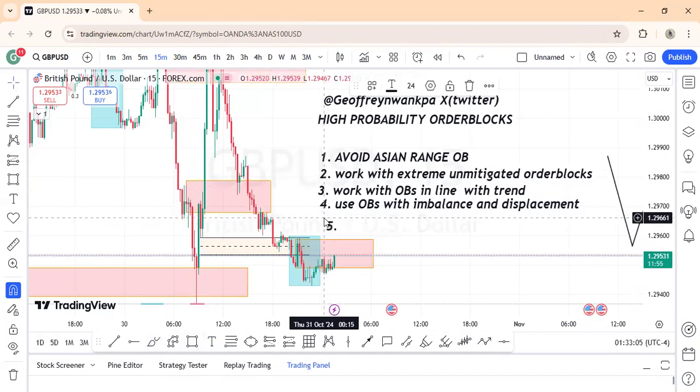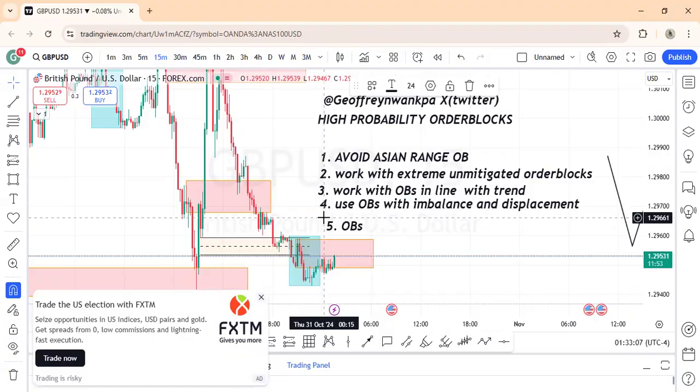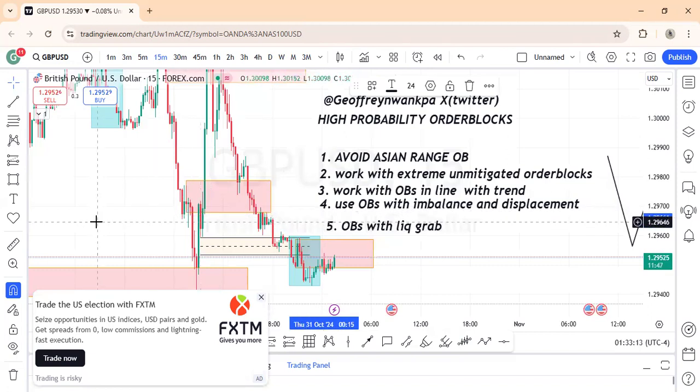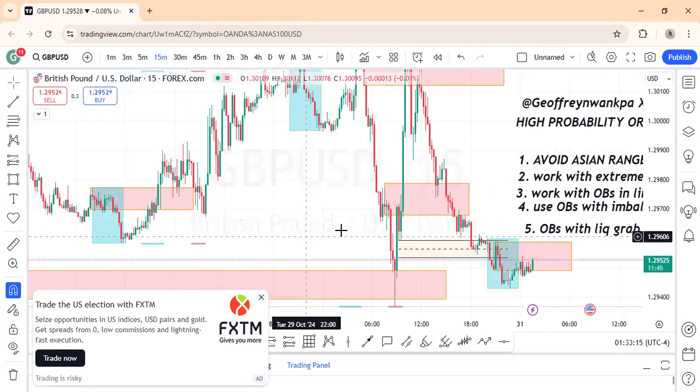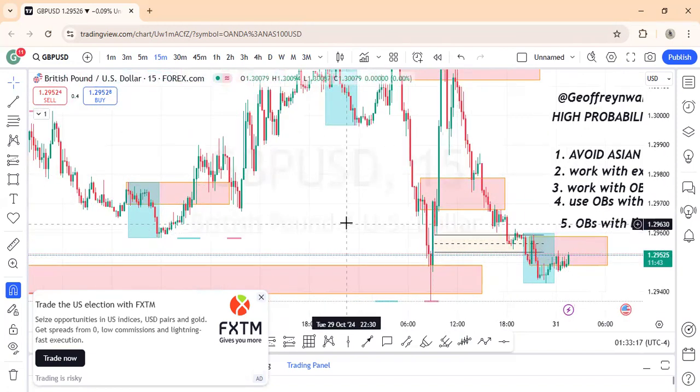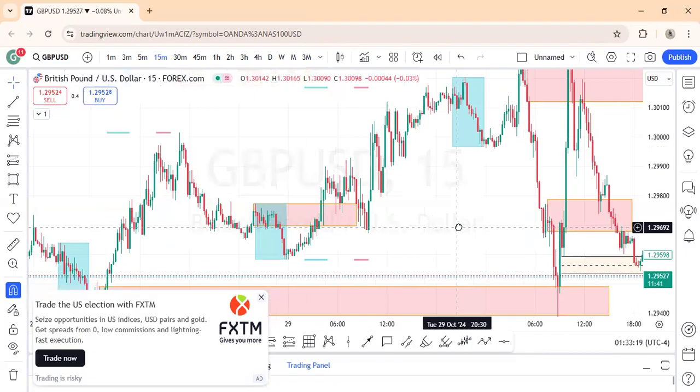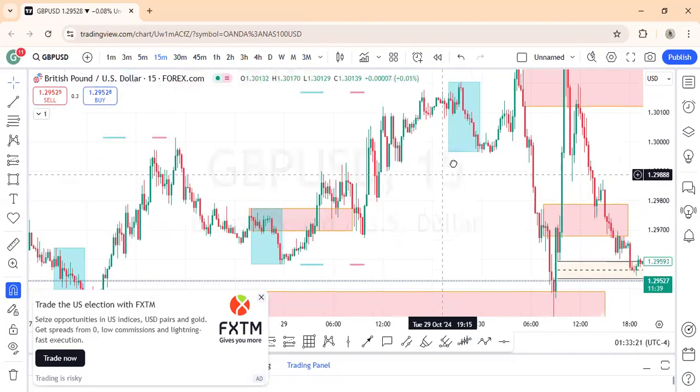Number five, OB with liquidity grab. This was a very high probability. Those ones are taking liquidity. Those liquidity grab order blocks are usually high probability.